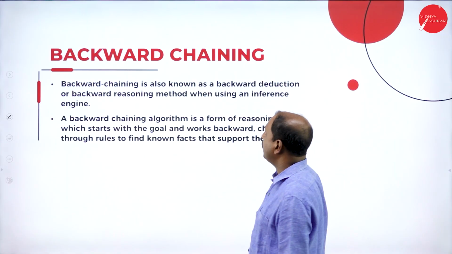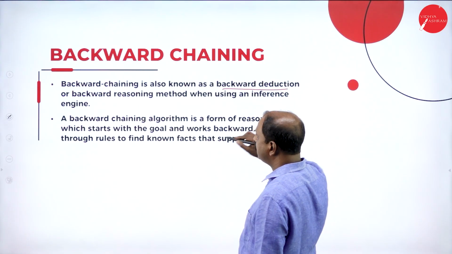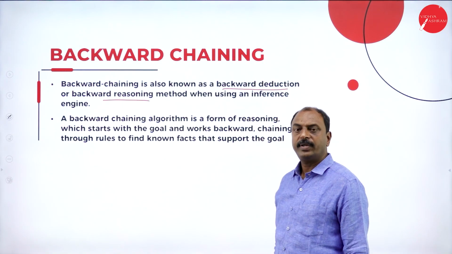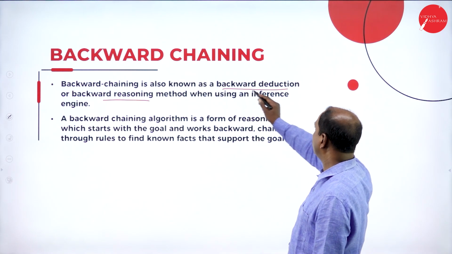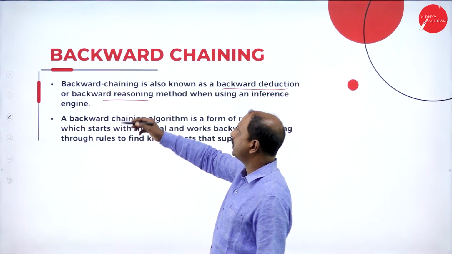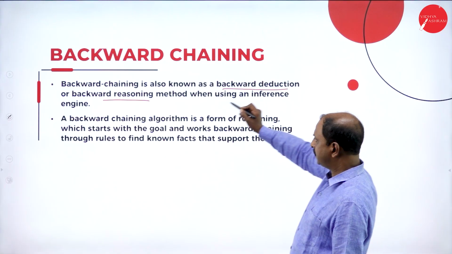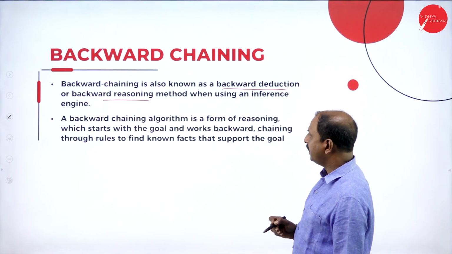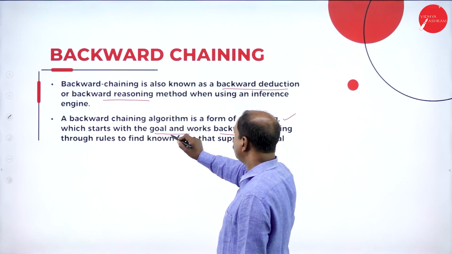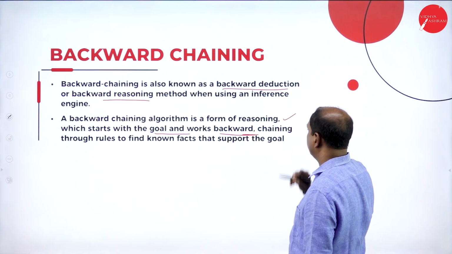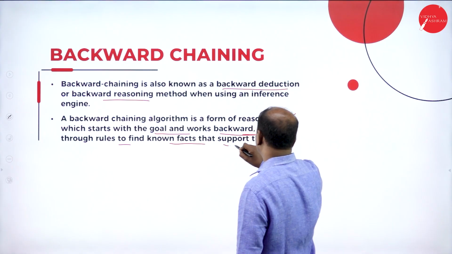Now in the next slide we will see what backward chaining is. It is also known as backward deduction or backward reasoning. As we have seen, forward chaining is also called forward deduction and forward reasoning. Similarly, backward chaining is another type of reasoning. It starts with a goal node, or the goal, and works backward through rules to find the known facts that support the goal.